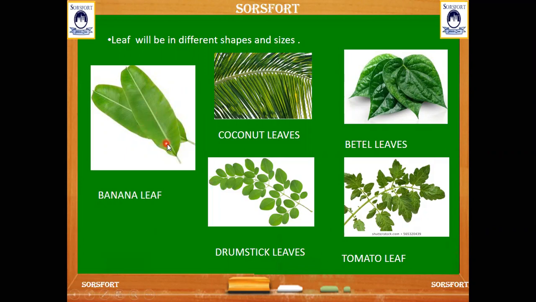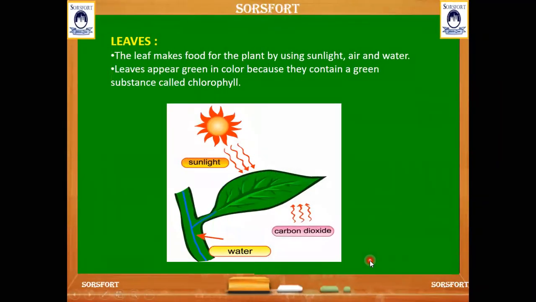The banana leaf here is a big leaf, and the coconut leaf is long and thin, and the betel leaves here, drumstick leaves, and the tomato leaf. Why does the leaf appear green? Which color is it? It is green. Why does it look green? Because it contains a substance called chlorophyll. Because of this green substance, the color of the leaf is green.